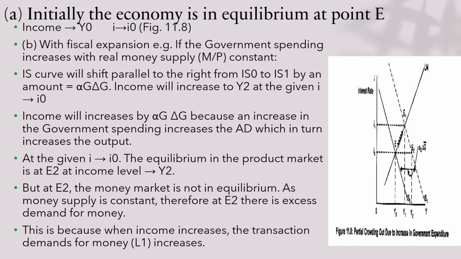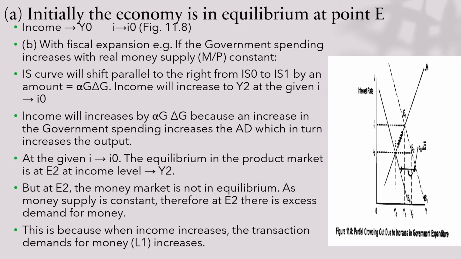As a result of the increase in government expenditure, the IS curve would shift. The initial IS curve is IS0 and IS0 would shift to IS1. The slope would remain the same, that is, the new IS curve would be parallel to the old IS curve. This shift from IS0 to IS1 is by an amount equal to alpha G into delta G, and the income increases to Y2, at a given rate of interest I0.